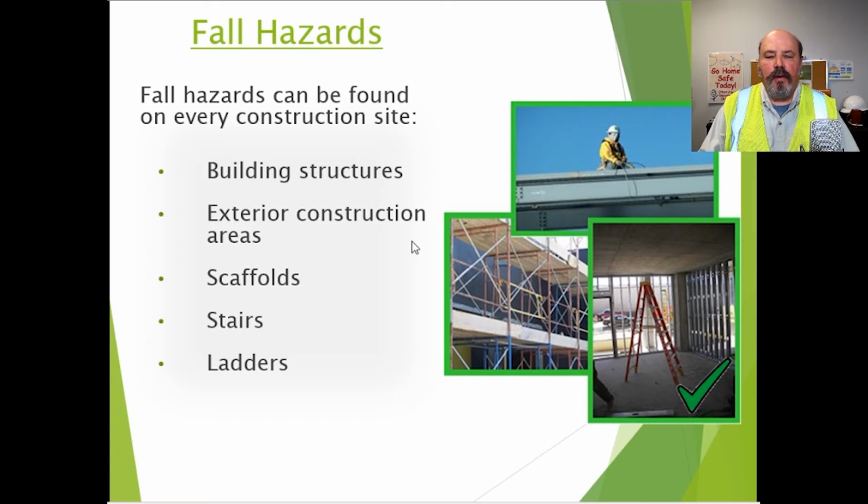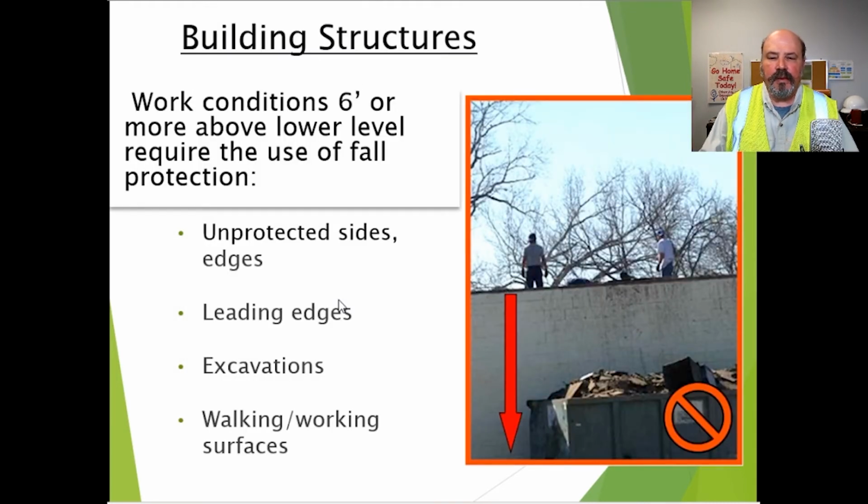Now, fall hazards. Fall hazards can be found on every construction site, from building structures to exterior construction areas, scaffolds, stairs, and ladders. Building structures. Work conditions 6 feet or more above lower level require the use of fall protection. And that would be unprotected sides and edges, leading edges, excavations, and walking and working surfaces.